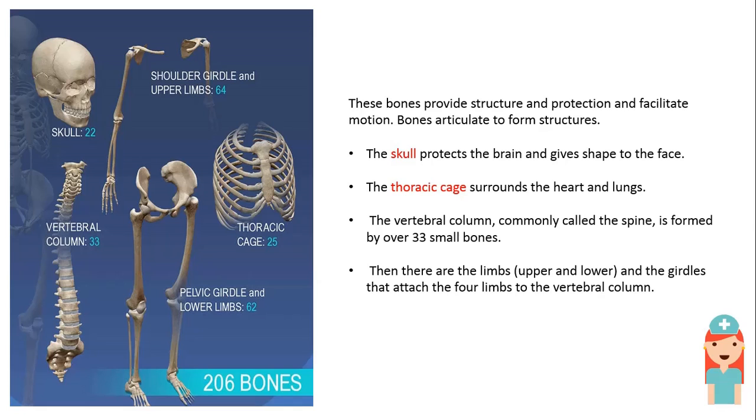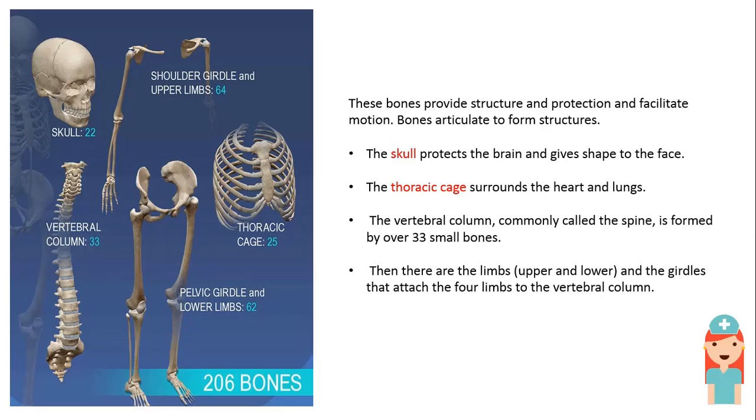The skull protects the brain and gives shape to the face. The thoracic cage surrounds the heart and the lungs. So there are 25 bones present in the thoracic cage. It helps to surround the heart and the lungs. The vertebral column, commonly called the spine, is formed by 33 small bones. Then there are the limbs and the girdles that attach the limbs to the vertebral column.